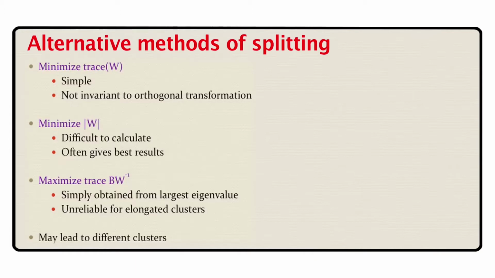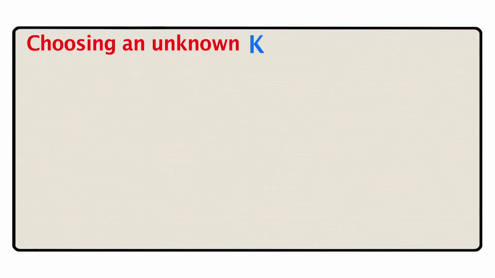If you look at the eigenvalues, it's obtained very simply through the eigenvalues, but if you have elongated clusters, then this is not very reliable. So it's either the trace or the determinant of the W matrix that we look at generally. In fact, using one of the alternative criteria may lead to different types of clusters. So we should be careful about this also. Next, we'll be looking at how to choose the number of clusters K.